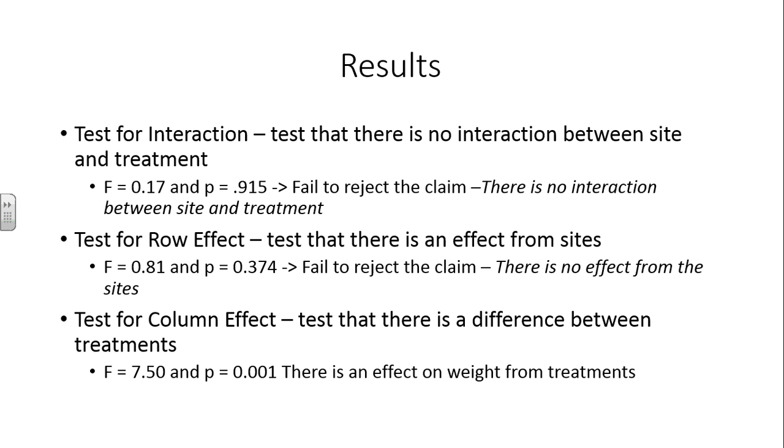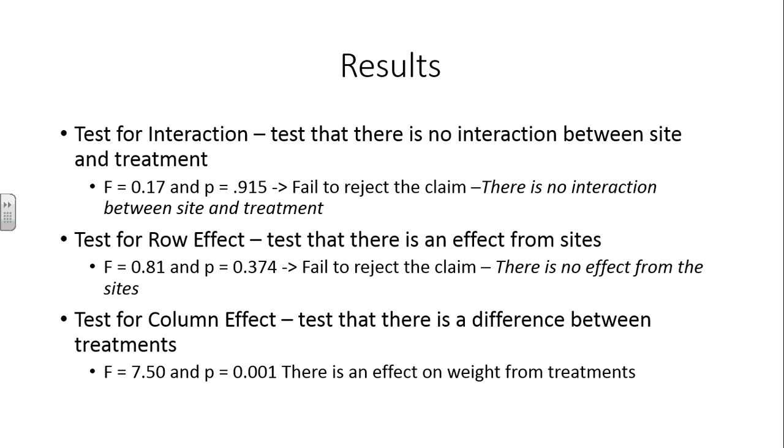So here is how we read these results. Now, we have 3 different tests that we did. First, we tested for an interaction. Is there an interaction between the different sites and the treatments? Well, in this case, our test statistic F was 0.17 with a p-value of 0.915. That's a very large p-value. Thus, we failed to reject the claim. And our conclusion is there is no interaction between site and treatment.